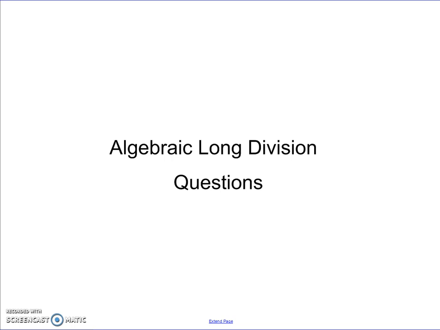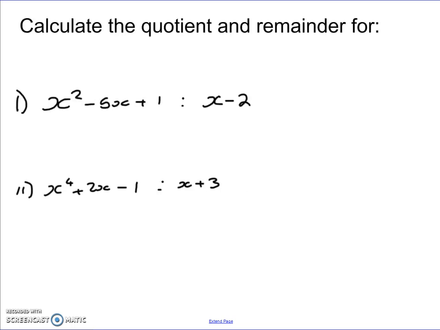So here you go. I want you to calculate the quotient and remainder for both of these calculations. The first one, x squared minus 5x plus 1 divided by x minus 2. And the second one, x to the power of 4 plus 2x minus 1 divided by x plus 3. So pause the video, have a go, come back and check your answers.